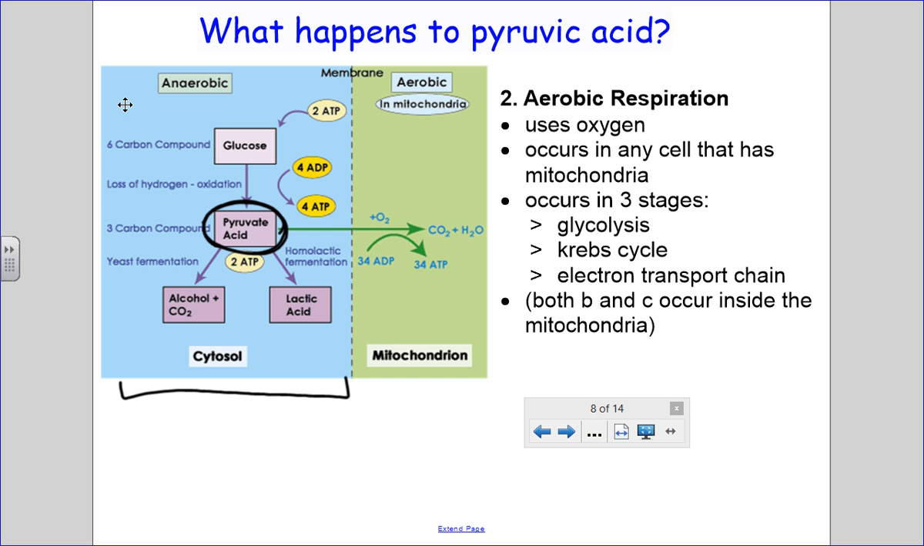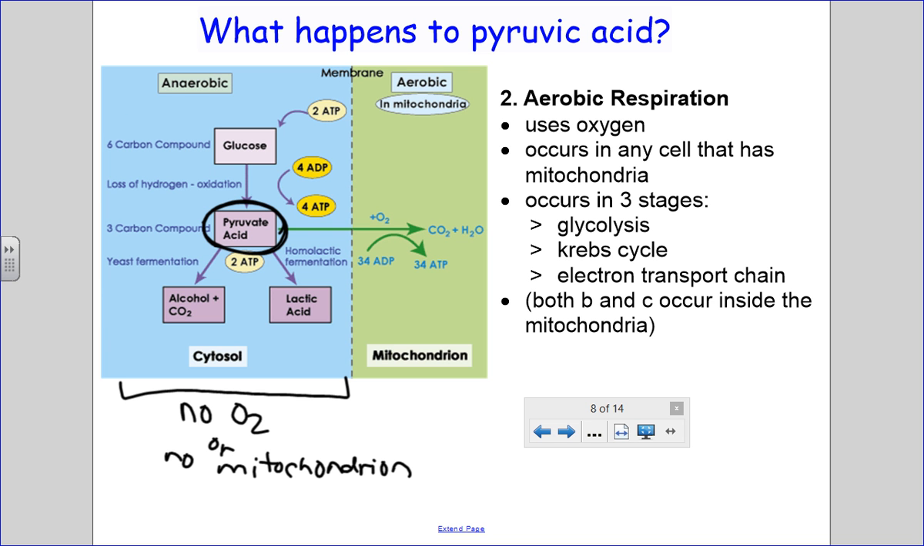So this side happens when there is no oxygen or no mitochondrion. It could be one or it could be the other. So for example, homolactic fermentation, which happens in your muscles, isn't happening because there's no mitochondria available. It's happening because there's no oxygen.